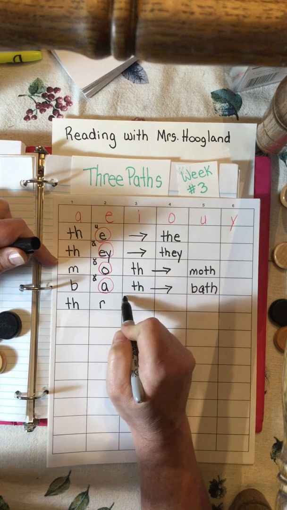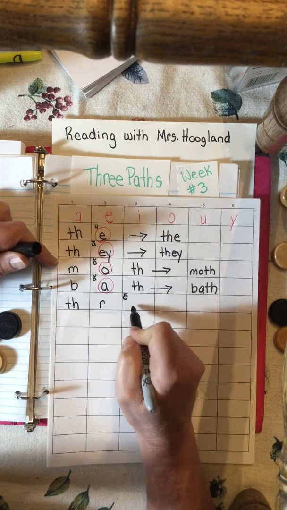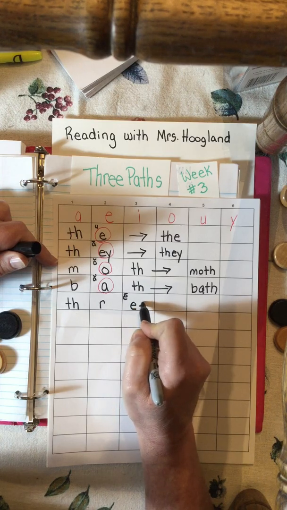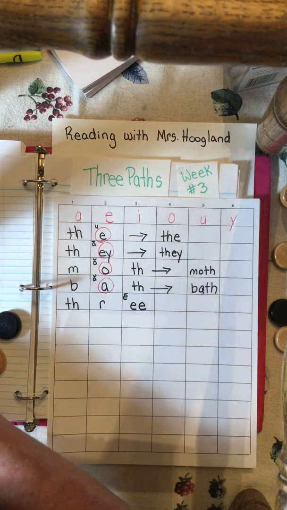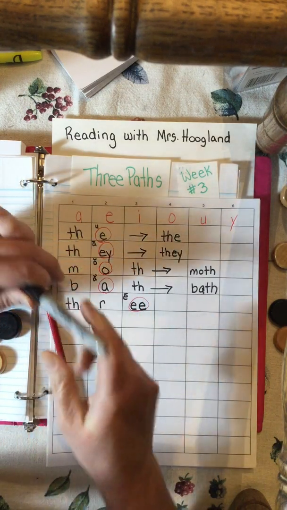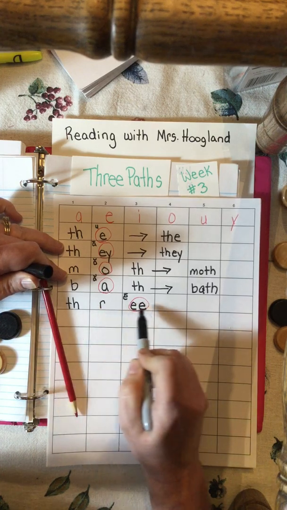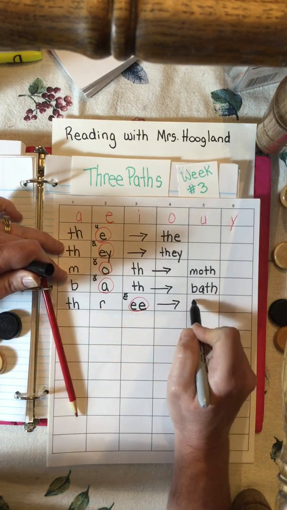E. This is a long E right here. Well, how can we make this a long E? Double E says E. There you go, friends. Double E says E. We're going to circle it because that's where our vowel is. Now let's sound it out. E. Three. Good job.